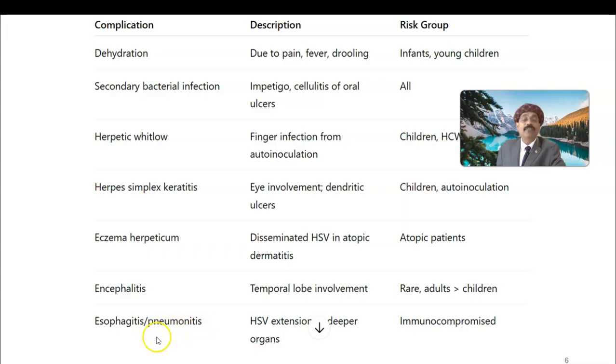Esophagitis or pneumonitis, inflammation of the esophagus and inflammation of the lung. Herpes simplex virus extension to deeper organs, and the risk factor is immunocompromised patients. So, herpes simplex virus extension to deeper organs.